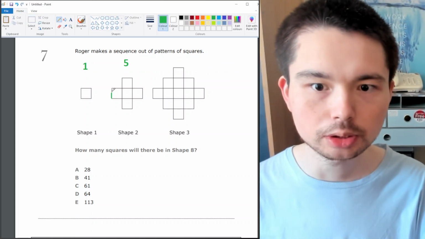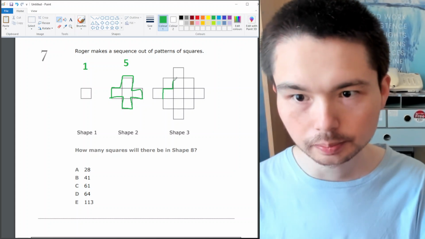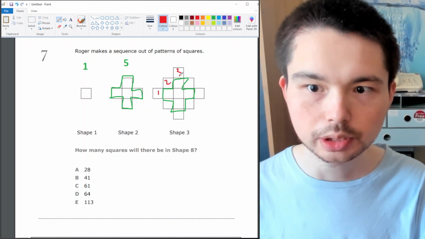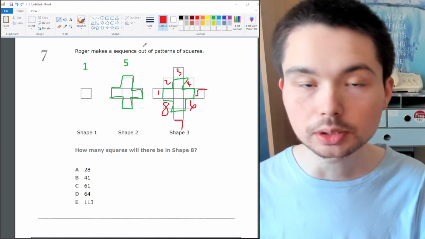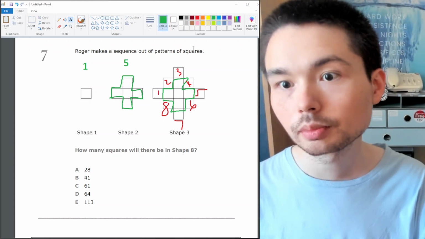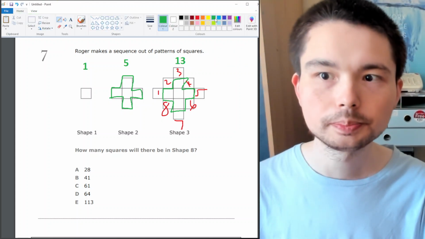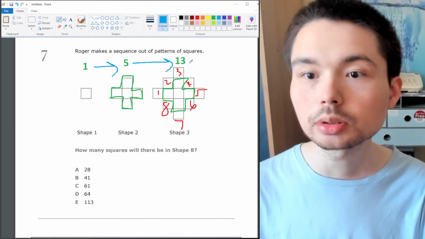Just going to show you a nice way to view it. That is inside here. Why is William drawing it like this? Because you count the others. 1, 2, 3, 4, 5, 6, 7, 8. 5 plus 8, 13. And then we can view the pattern. Up 4. Up 8. So up what?